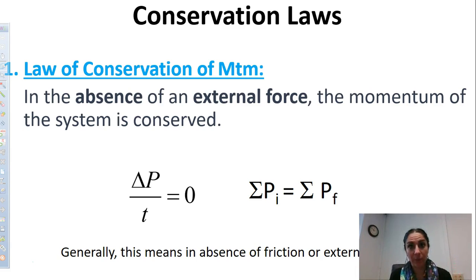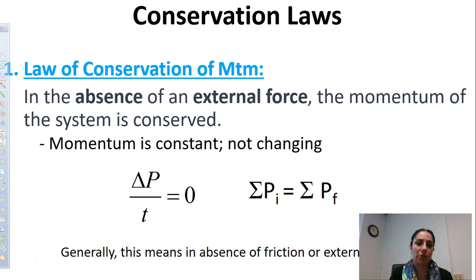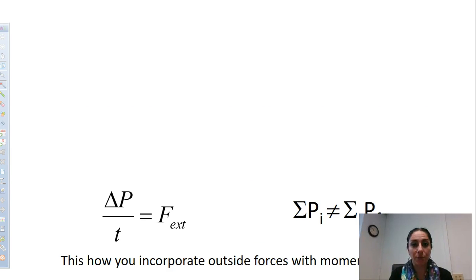So what it turns out is we're going to ignore friction, unless, of course, otherwise specified, because otherwise that will interact with our conservation law. And the momentum's constant. It's not changing.